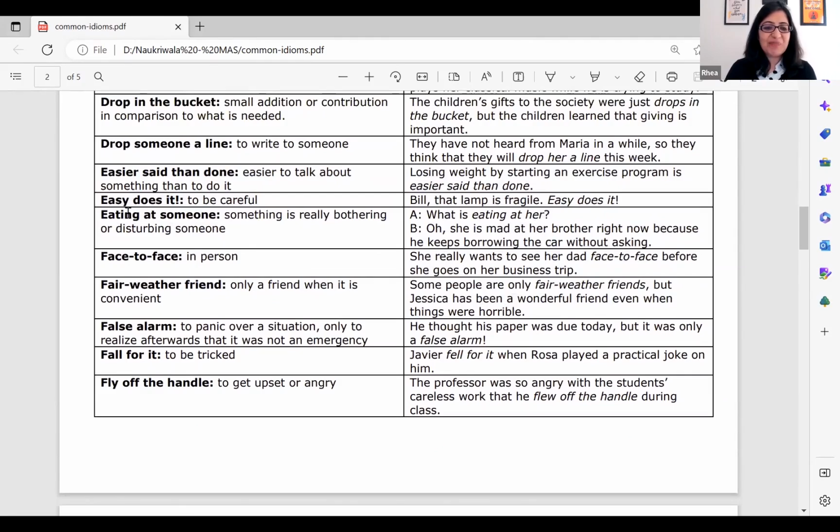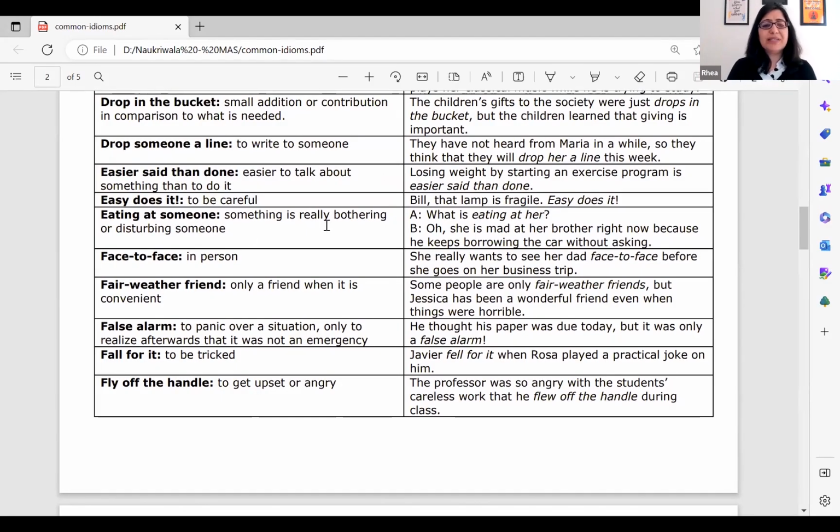Okay, moving on. Easy does it. Easy does it means if you're not careful, then gone. Bill, that lamp is fragile means it can break. Better be careful. So you say easy does it. If you're not careful, that lamp is going to fall.